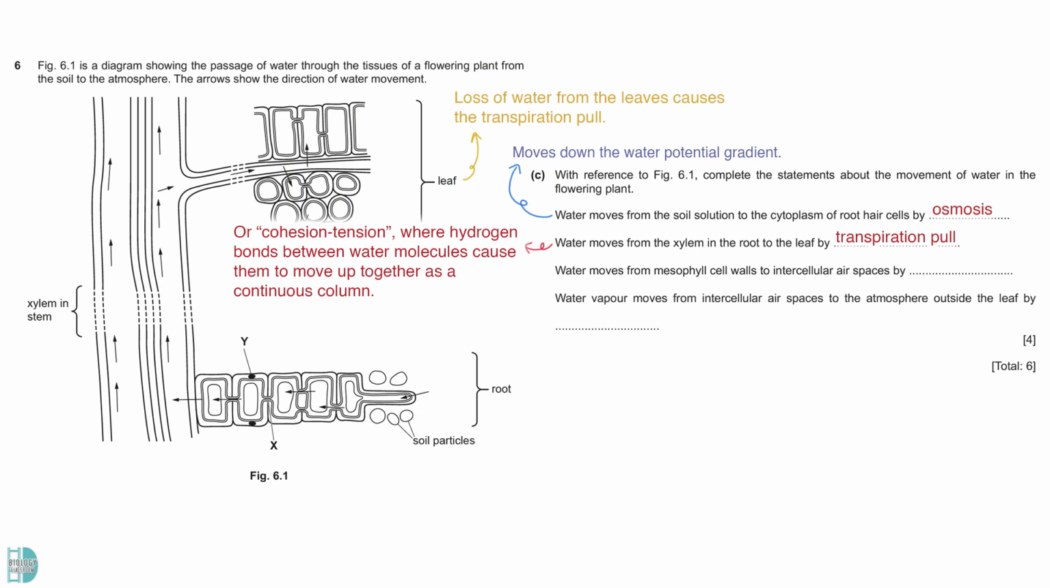This is called cohesion. When water moves from mesophyll cell walls to intercellular airspace, it changes from its liquid to gas state. Water turns into vapor by evaporation. Water vapor will then move to the atmosphere outside the leaf by diffusion down the water potential gradient.